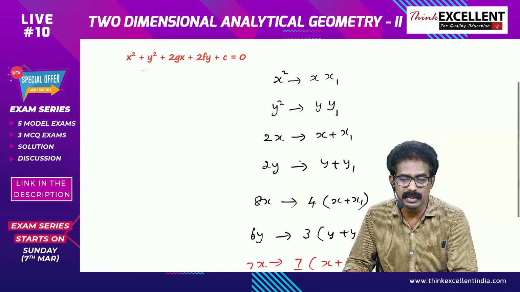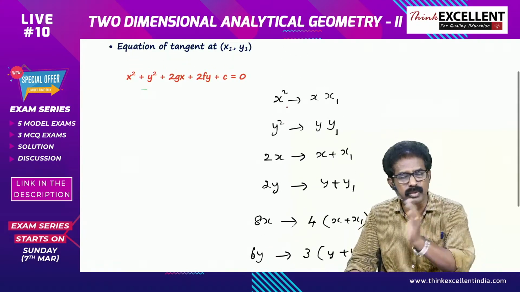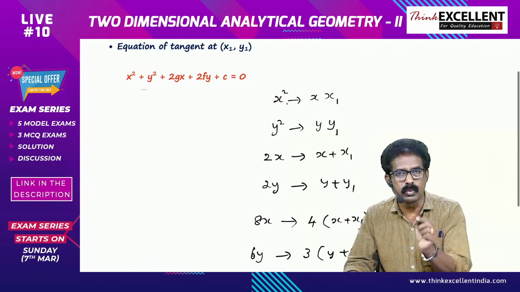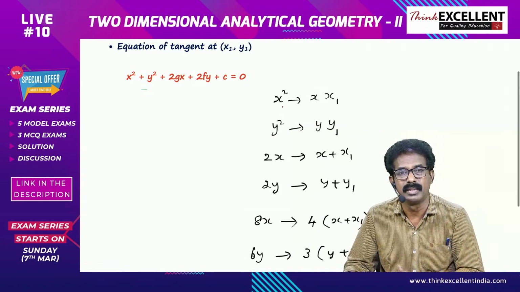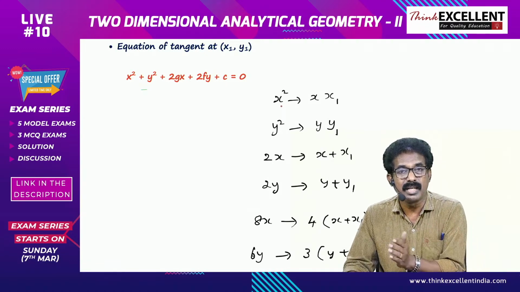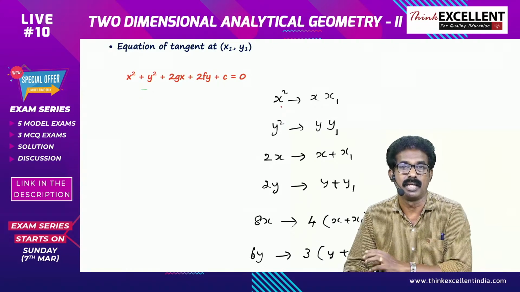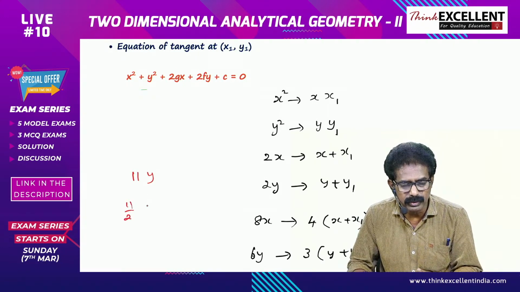Very simple thing, listen. In whichever topic I say equation of tangent, you follow this. If x square comes, write xx1. For y square, yy1. For 2x, x plus x1. For 2y, y plus y1. If 10x comes, 5 into 2x, so 5 into x plus x1. If it is 11y, 11 by 2 into y plus y1.